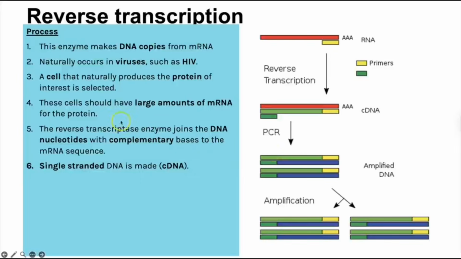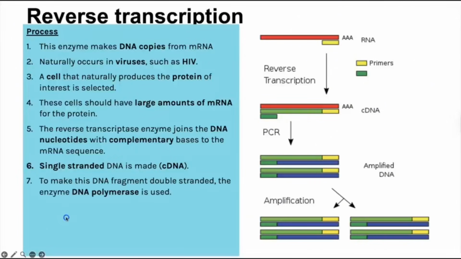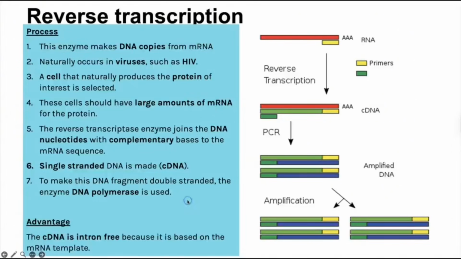But because we have one mRNA sequence, and the DNA sequence aligns and is created against that, you end up making a single-stranded DNA molecule. We call this cDNA, complementary DNA, so a complementary copy of our mRNA. We then do have to make it double-stranded so that we can use it. To make it double-stranded, we need to make sure we've still got lots of DNA nucleotides present, and then we use the enzyme DNA polymerase.